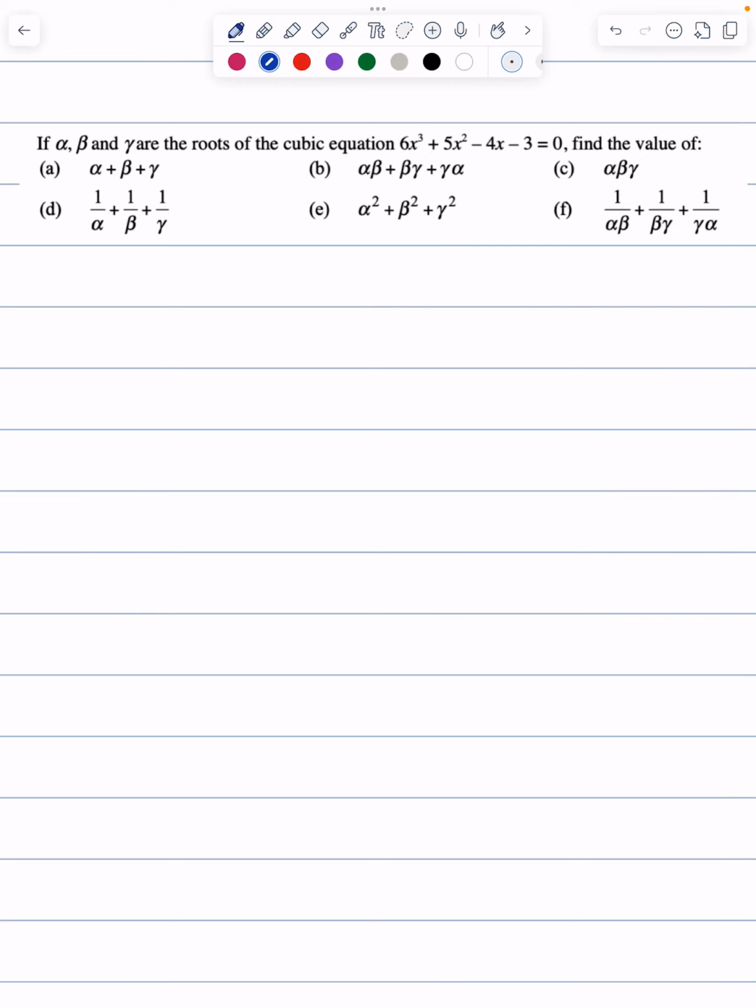So our first example here is: if alpha, beta, and gamma are the roots of the cubic equation 6x cubed plus 5x squared minus 4x minus 3 equals 0, find the value of the following. So for A, I have the sum of all the roots. So alpha plus beta plus gamma is equal to negative b over a, which is going to be minus 5 over 6.